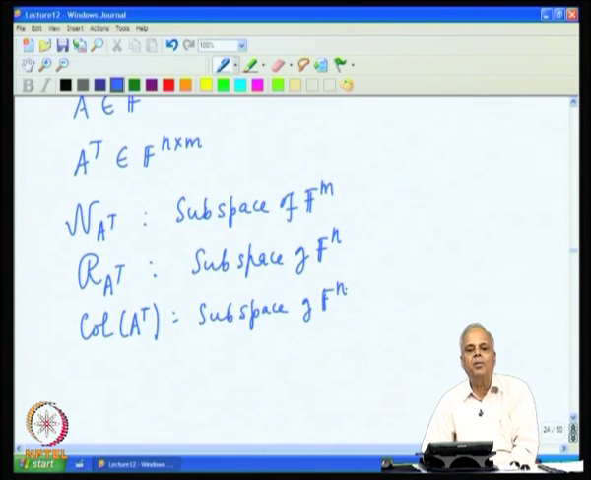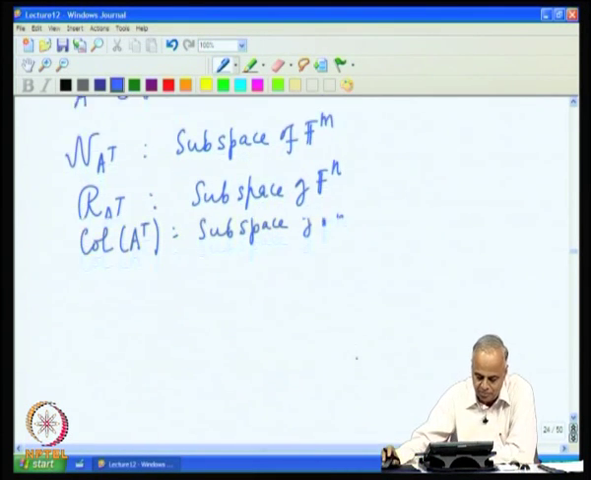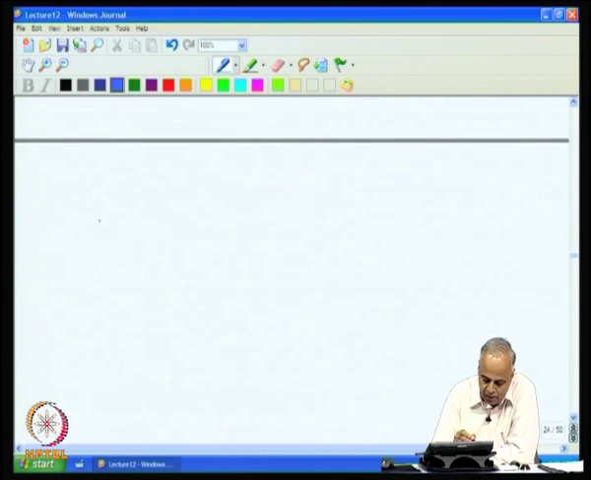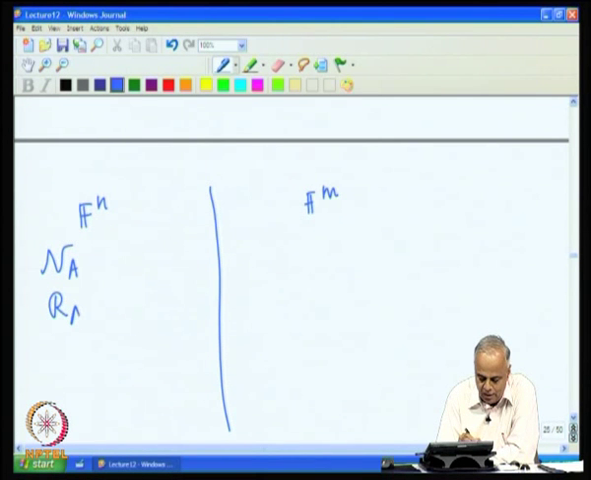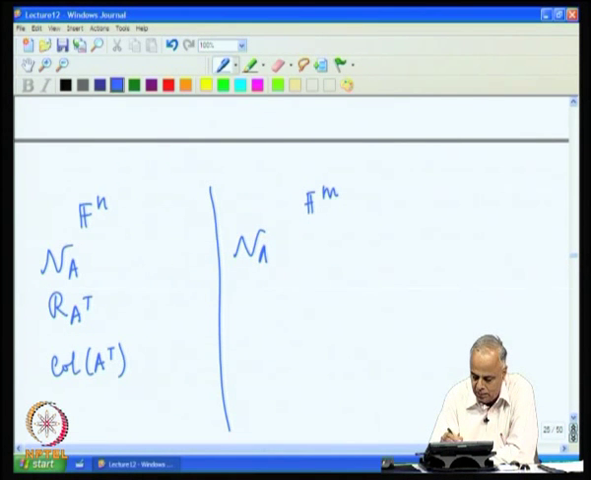So, totally we have got 6 subspaces on the Fn side and the Fm side. What are the subspaces we got here? The null space of A, the range of A transpose and the column space of A transpose. Here we had the null space of A transpose and range of A and the column space of A.